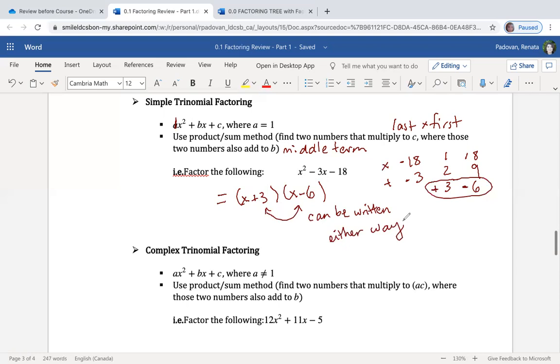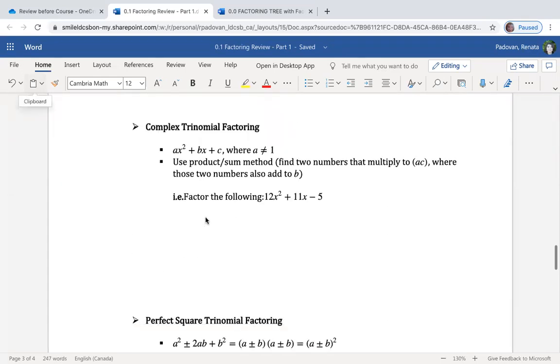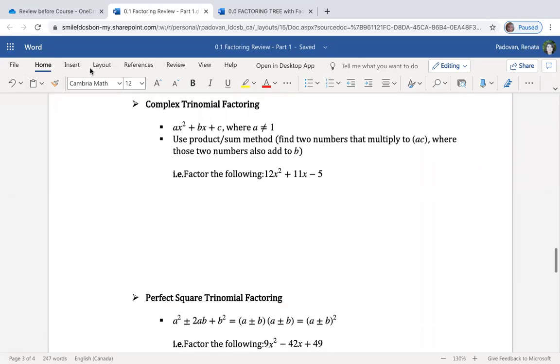So now let's review complex trinomial factoring. Complex is the same sort of understanding. The only difference is that the a value here is not equal to 1, meaning that you're going to have a number in front, like a 2 or a 3 or a 4. So for example here, we have 12x squared plus 11x minus 5. We're going to go about it the same way.